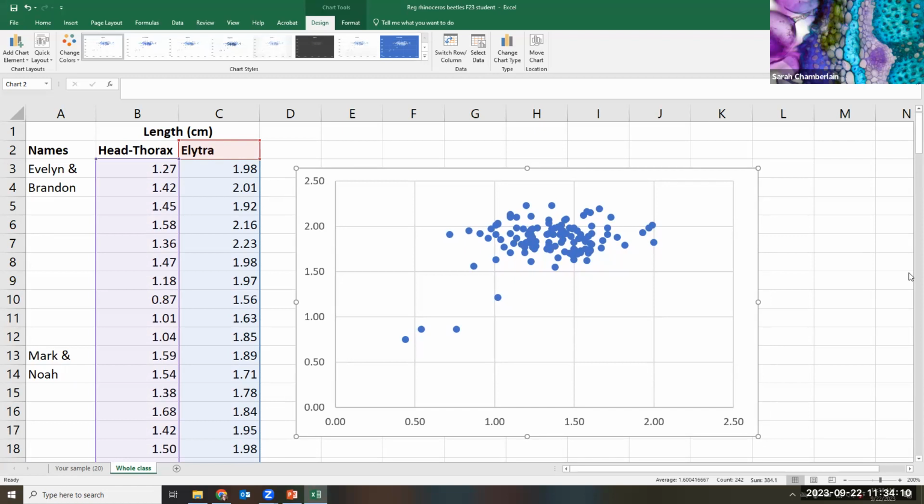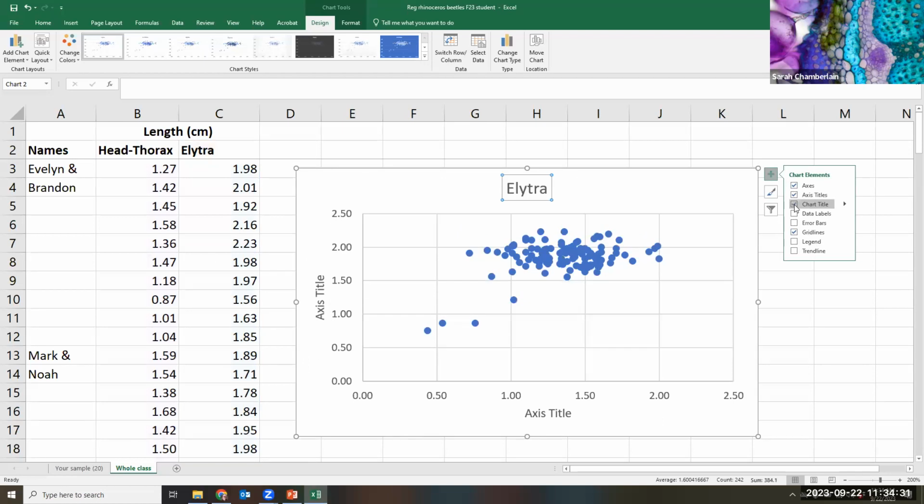Okay, so what do I need to add to this? I need to add a bunch of things. I need to move this out of my way, first of all. Okay, so how do we add things to a graph? We right click so that we get the little plus. And then we want our axes, we want axis titles, we want a chart title. And we want a trend line.